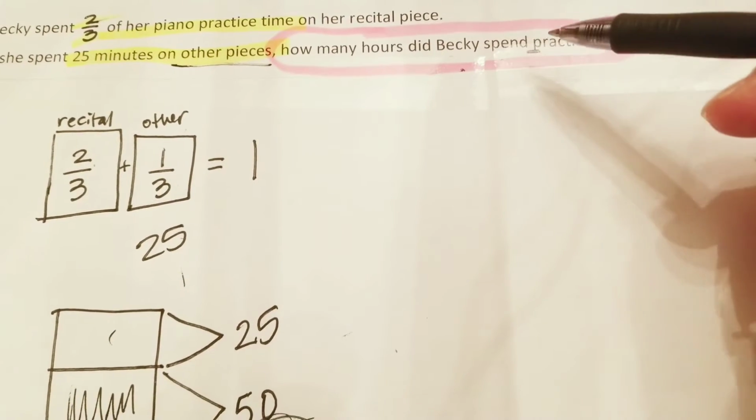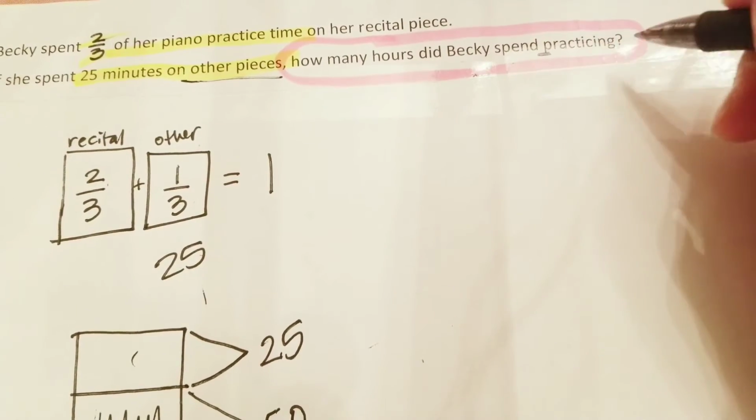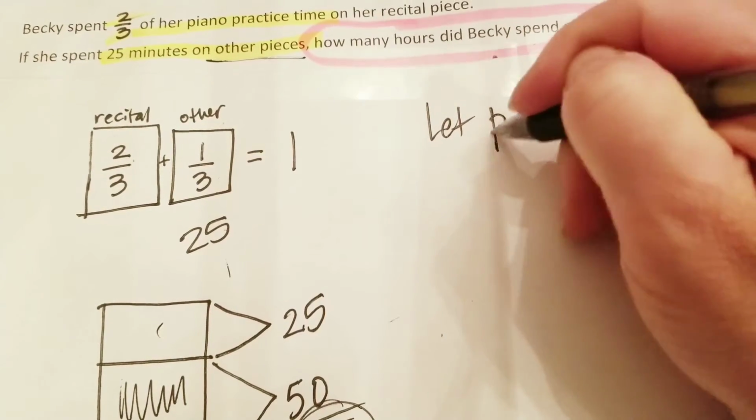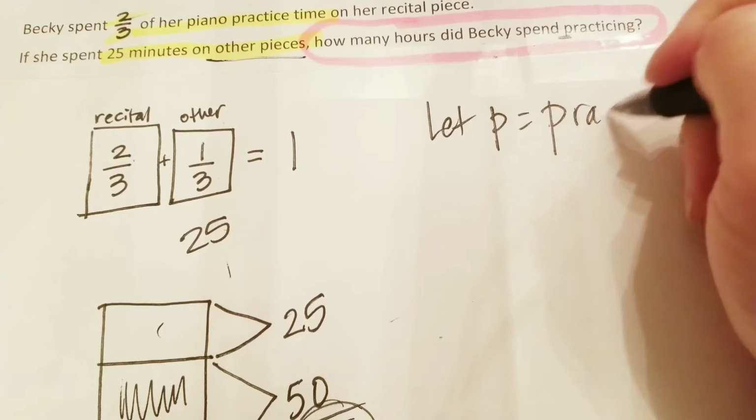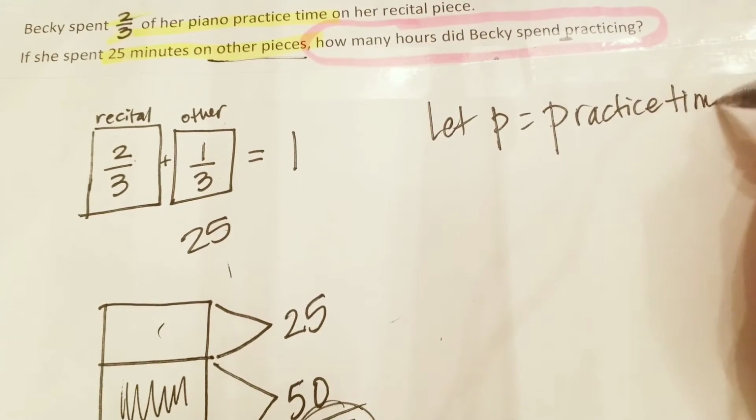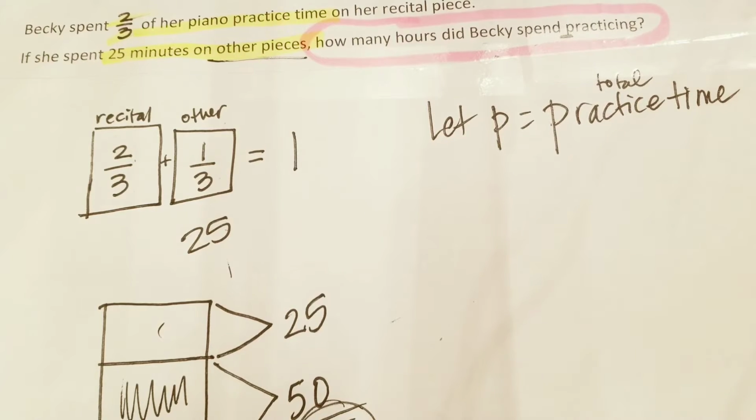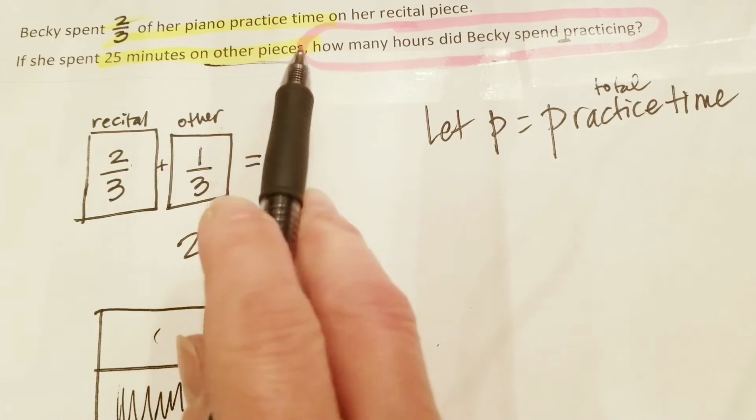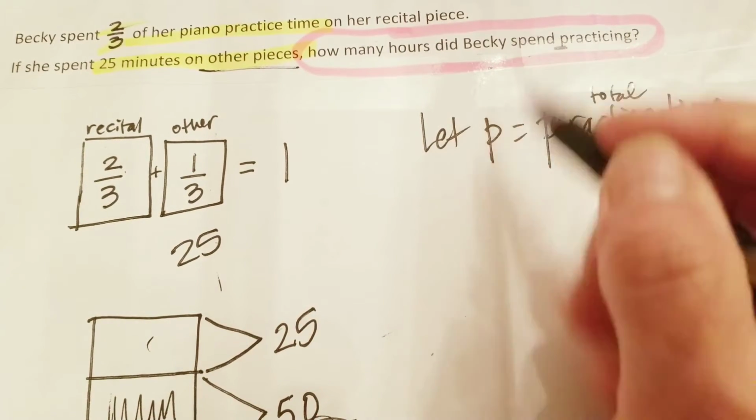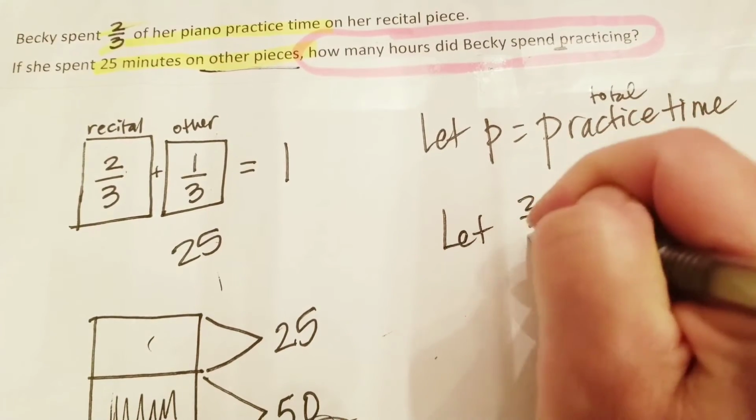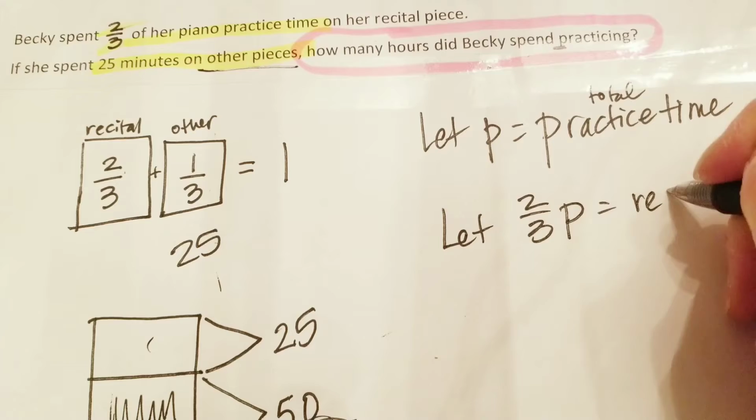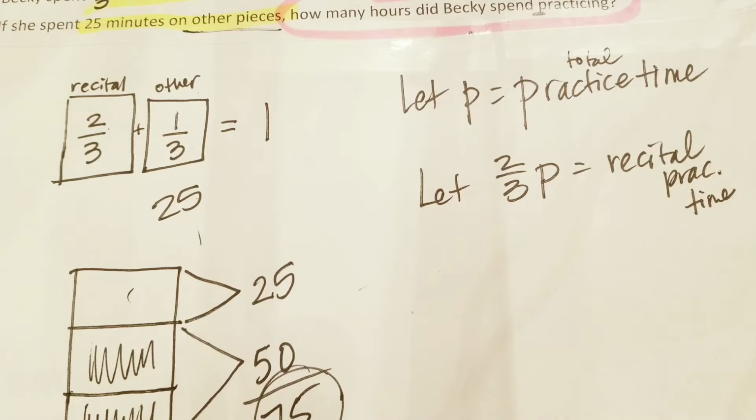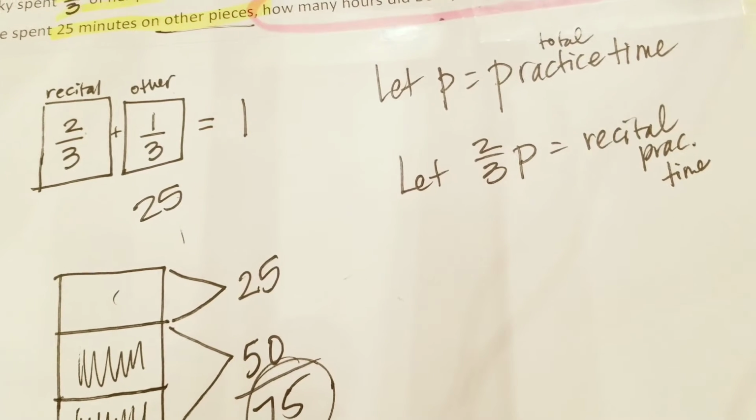So, how many hours did Becky spend practicing? That's in total. So we'll assign our variable: let P equal total practice time. And we know that 2/3 of her practice time was devoted to her recital. So we can say let 2/3 P equal recital practice time. Now we're ready to set up our equation.